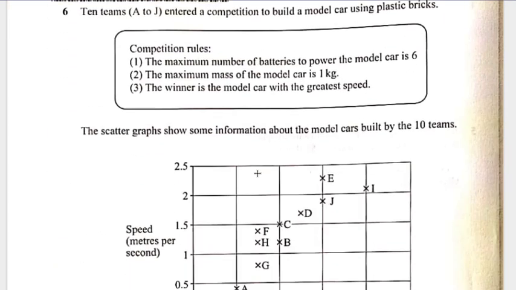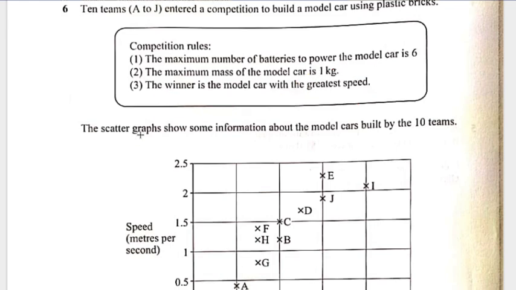Okay, number 6. Look at this. We have 10 teams here, A to J, who entered a competition to build a model car using plastic bricks. Let's see what the rules are. Number 1, the maximum number of batteries to power the model car is 6. The maximum mass of the model car is 1 kg, so it cannot be more than 1 kg. The most is 1 kg, and same goes to the number of batteries, the most is 6. The winner is the model car with the greatest speed.